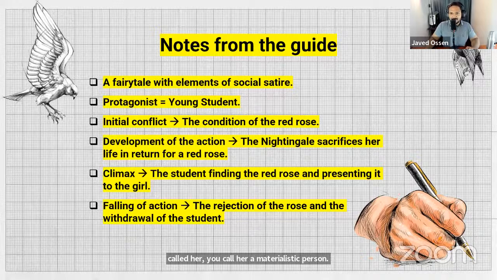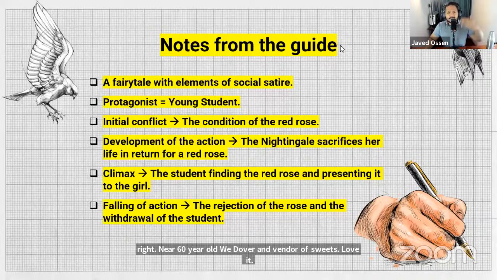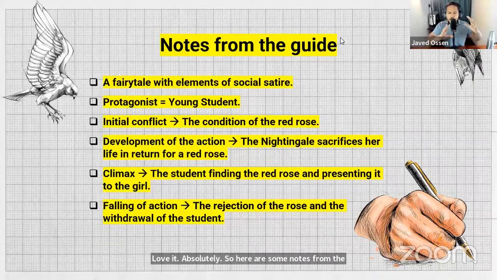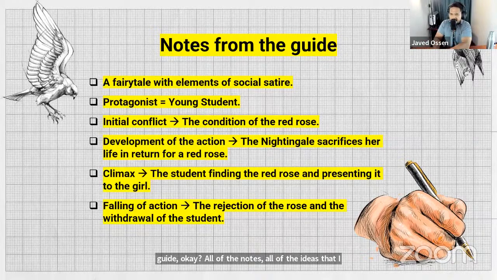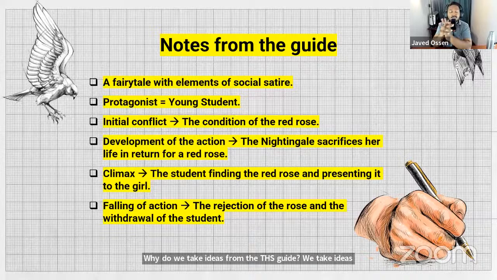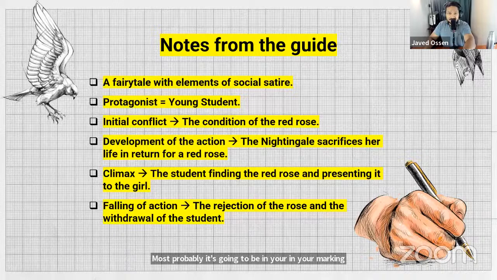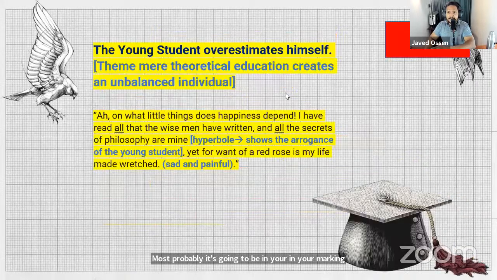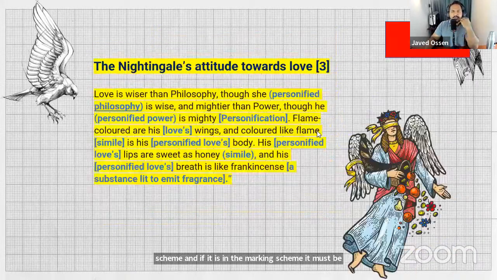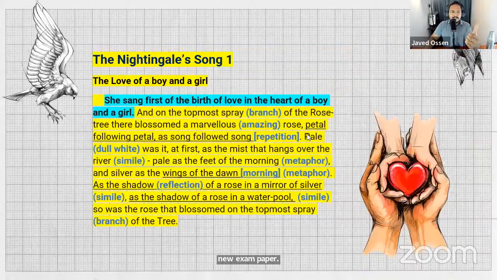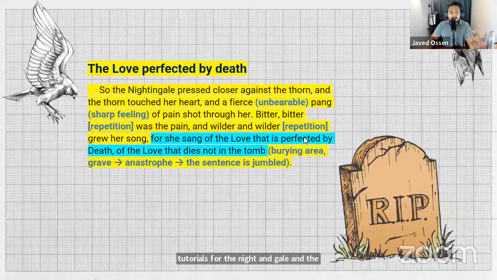Love it, absolutely. So here are some notes from the guide, okay? All of the notes, all of the ideas that I have told you are taken from the teacher's guide. Why do we take ideas from the teacher's guide? We take ideas from the teacher's guide to get marks in the exam. If there is an idea in the teacher's guide, most probably it's going to be in your marking scheme. And if it is in the marking scheme, it must be in your exam paper. How do you get these tutorials for The Nightingale and the Rose, for The Lahore Attack, for The Vendor of Sweets?